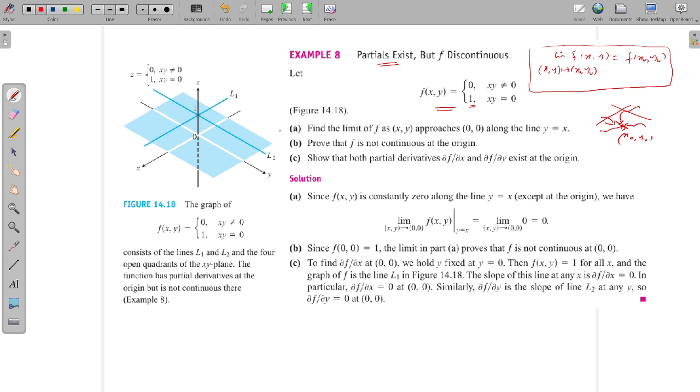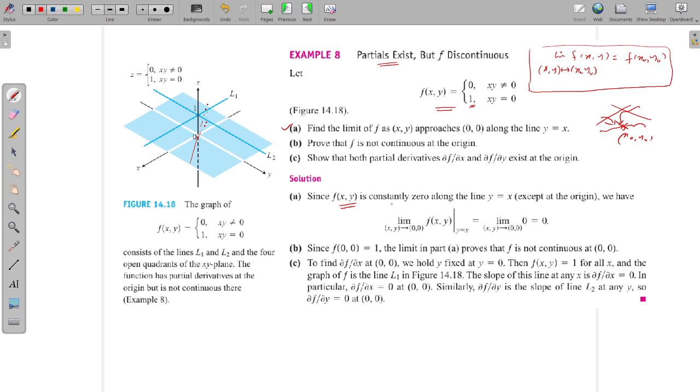For the first part, find the limit of f as (x, y) approaches (0, 0) along the line y equal to x. Once you consider the line y equal to x, there is a line like this. This is the line y equal to x. And how will you find the limit?